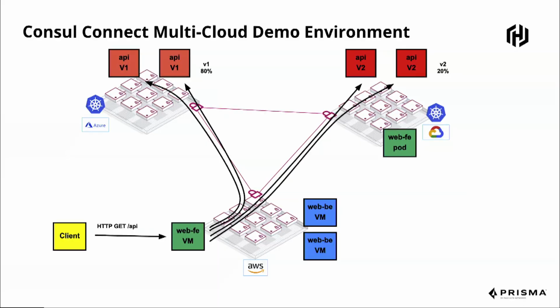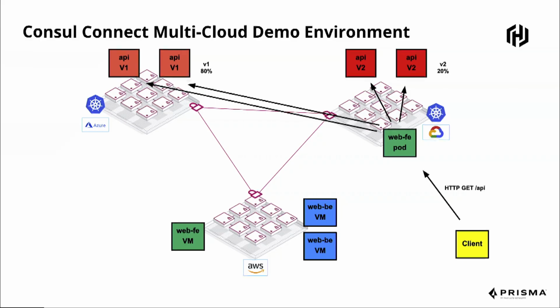So now that we've had the front end running in both AWS and Google, if we send a request that's an HTTP GET /API to the front end at Google, that request will be split 80-20 between the version 1 and version 2 API servers, and will be routed over the mesh gateway into Azure if it needs to talk to v1, or will connect directly through the proxies to talk to the v2 API instances.